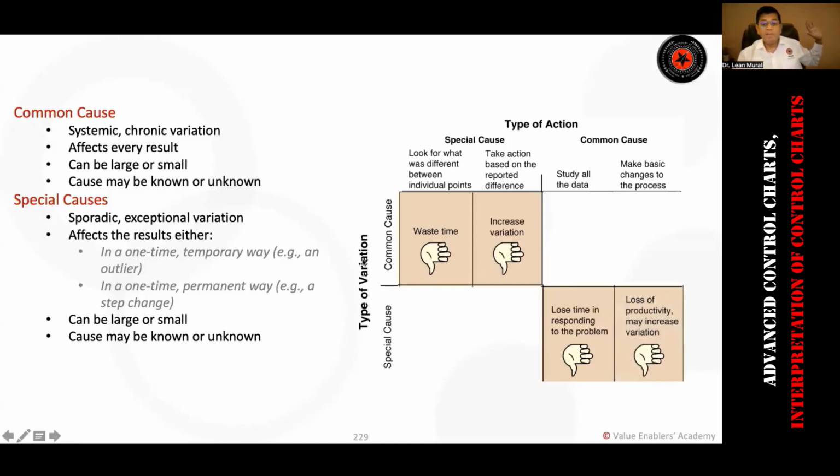At the same time, if it is a special cause, do not make changes to the process. There'll be loss of productivity. It might increase variation.